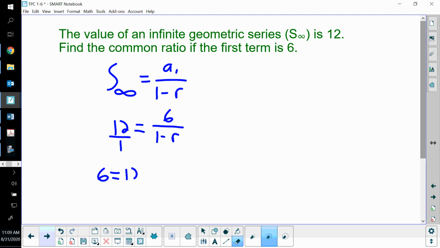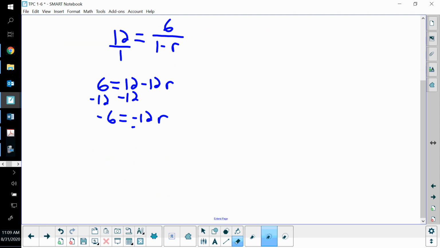We'll get 6 equals 12 minus 12R. We can subtract the 12 over. That'll give us negative 6 equals negative 12R. We can divide by negative 12. And that'll be a half equals R. And that's our common ratio. That's what we were looking for here. And that makes sense in an infinite series. It should be something that is smaller than 1. So that looks like it can work out.